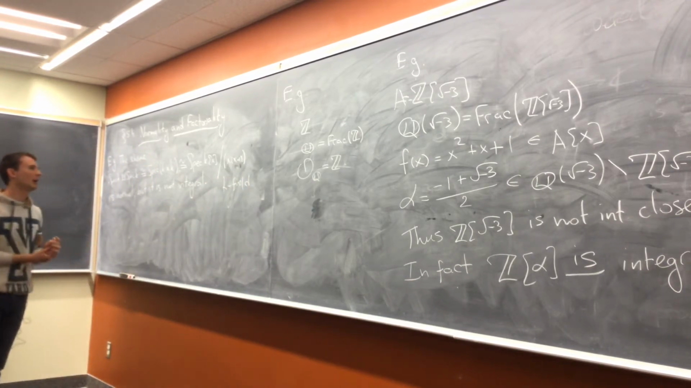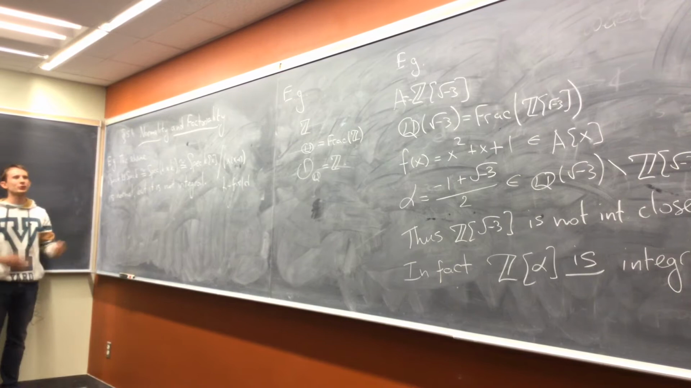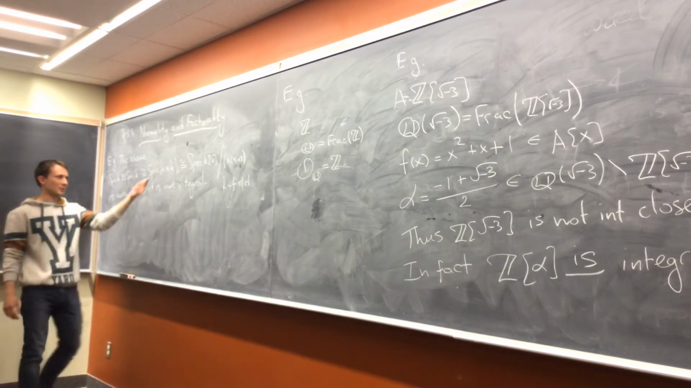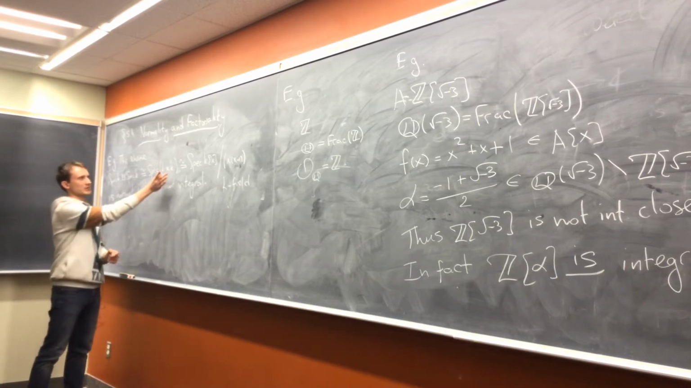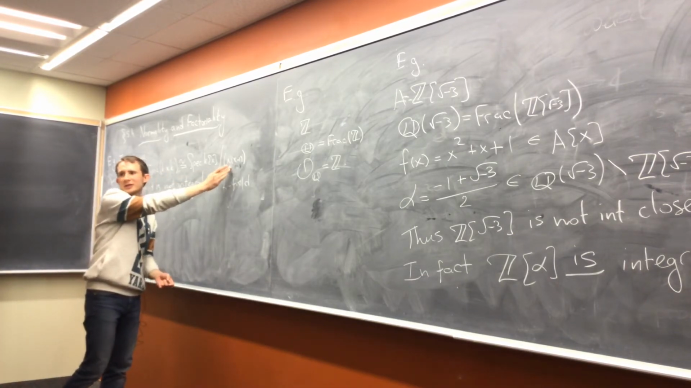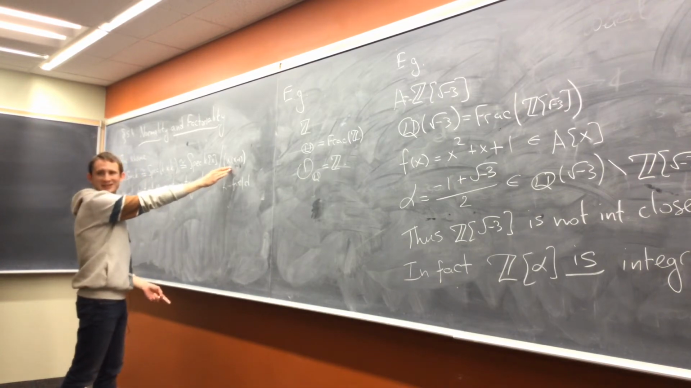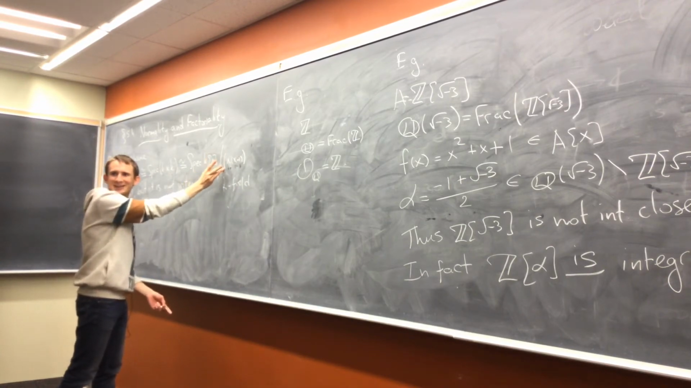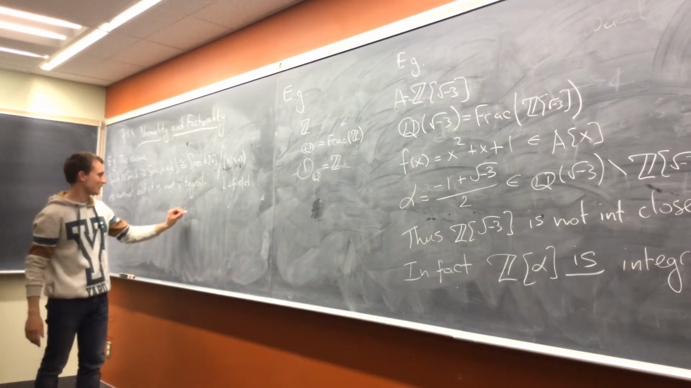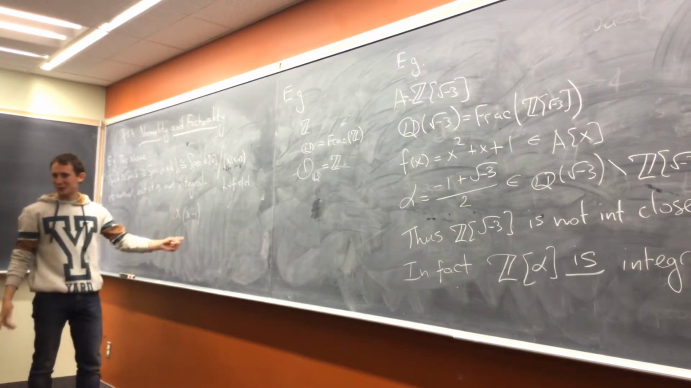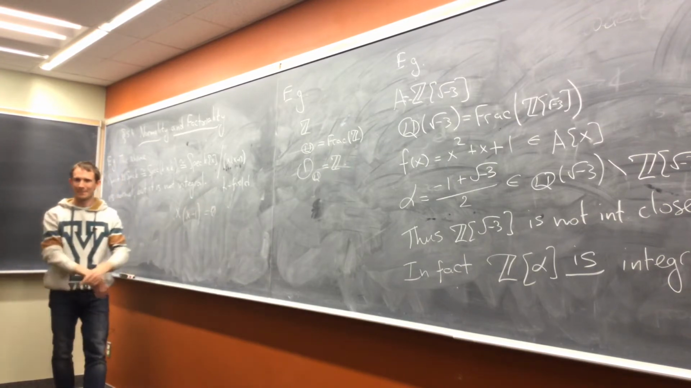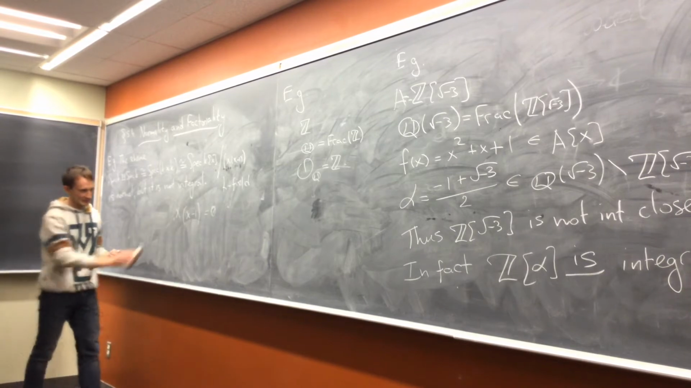So how would you see that it is not integral? That's kind of simple. If you look at its functions on this topological space, you have a function x, and you have a function x minus 1. Neither of those is 0, but their product is 0. So it's not an integral scheme.